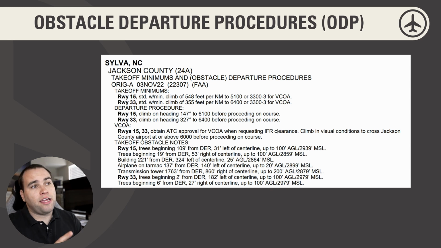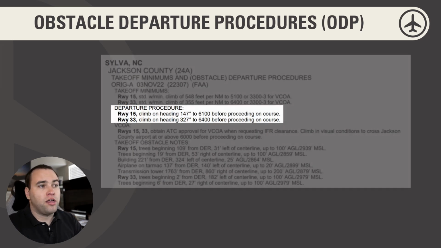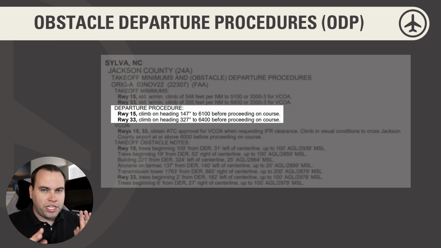So you'll see it says takeoff minimums and obstacle departure procedures. The part we're looking for is the departure procedure right here. If I highlight it out, departure procedure, depending on which runway we take off, we have some textual notes on what we need to do on how to depart from this airport IFR. So for example, if we were departing runway 15, we need to climb on a heading of 140 degrees to 6,100 before we turn on course. If we depart from runway 33, we need to climb on a heading of 327 degrees to 6,400 proceeding on course. That is to ensure we don't hit any obstacles.